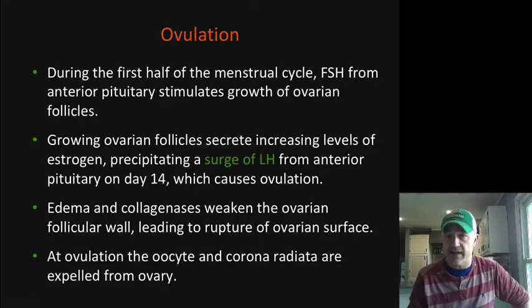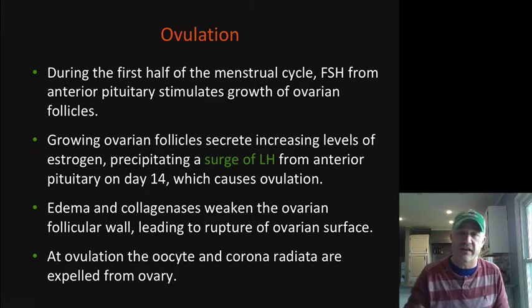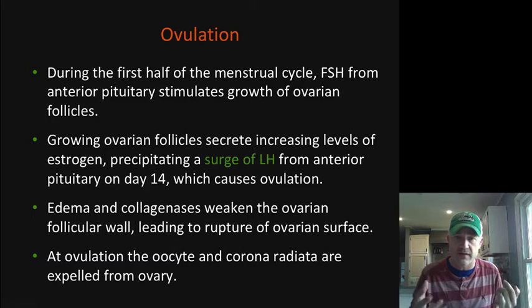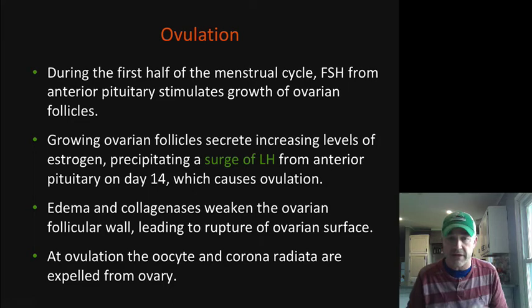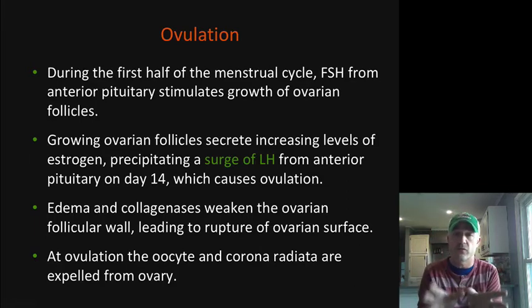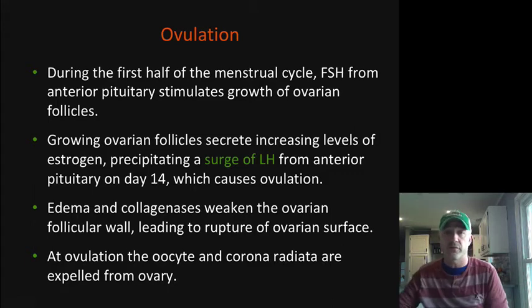At about halfway of that 28-day period, about day 14, it's that increasing estrogen levels that lead to a big surge of LH being dumped out. And this is going to cause a number of things to happen. It actually causes increased fluid into there, and some collagenases actually weaken the wall of that ovarian follicle, and it will kind of burst, and then it's going to be taken up by those fallopian tubes, and the oocyte with the surrounding corona radiata is going to get moved from the ovary through the fallopian tubes down to the uterus.